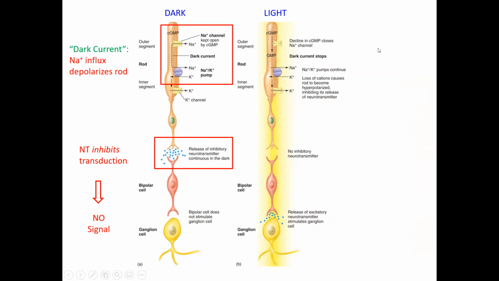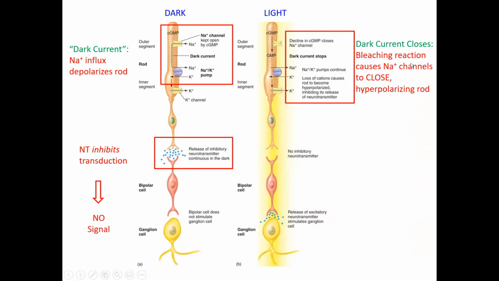Now, in the light, the bleaching reaction, which just means the rhodopsin is dissociated, is going to lead to closing of the sodium channels. When you close the sodium channels, you're closing the dark current. When you close the dark current, no sodium coming in, nothing positive coming in. That means that instead of depolarizing, we're going to hyperpolarize. Hyper meaning becoming more negative, further from the threshold.